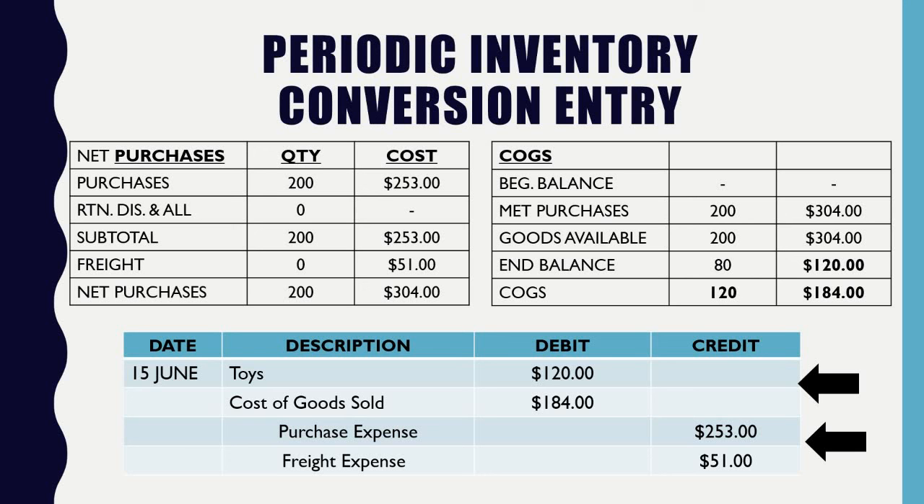So our journal entry will be ending inventory, which is our toys, that cost us $120. Then we have to recognize how much of those 200 items that we sold. We sold a total of 184. And then you're going to zero out your purchase expense and your freight expense. Okay? So again, this is very straightforward. If you understand FIFO, LIFO is not very difficult to understand.